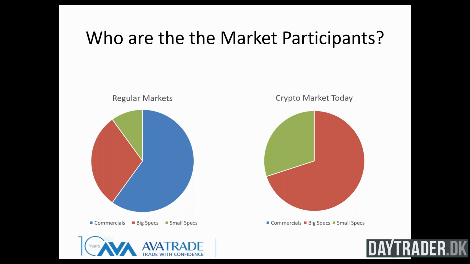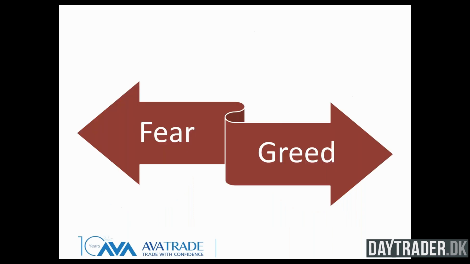What do you think I want to tell you with this? It means when we have commercials, the market is moving according to rules. Rules of professionals, rules of rational, of logic. When we have a lot of small specs, but even the big specs, then the market is moved not out of rational and according to rules, but out of emotion. And the emotion which moves the market is fear and greed. This is the main emotions, and this is what we are trading.